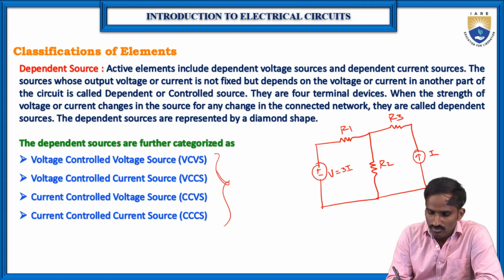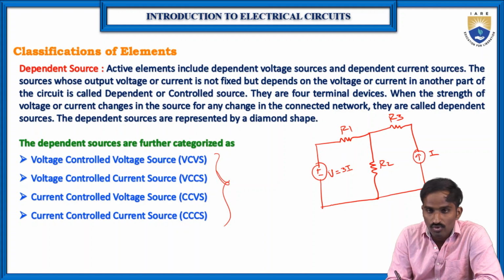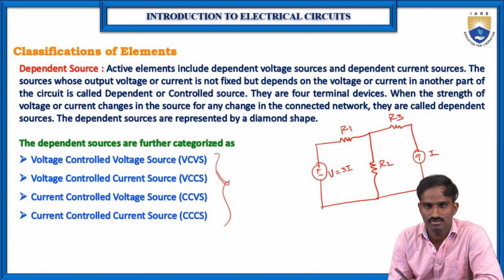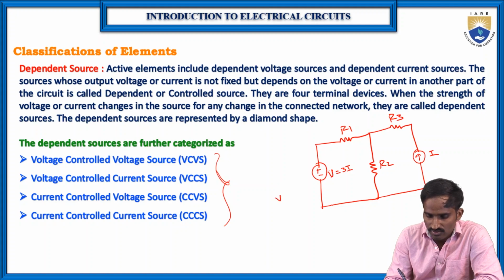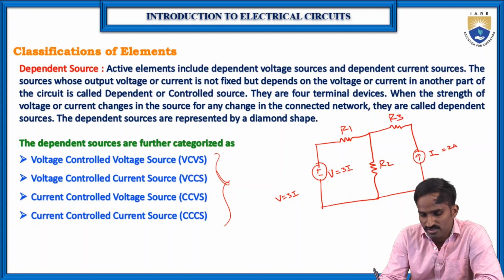Okay, so here this is the voltage source. So the value of the voltage source V depends on the value of the current source which is connected in the same circuit. Okay, so here V is equal to 3 into I, which means, suppose if I is equal to 2 amperes, then V is equal to 3 into 2, 6 volts, and if I is equal to 3 amperes, then V is equal to 3 into 3, 9 volts.